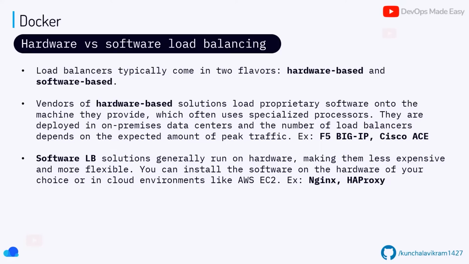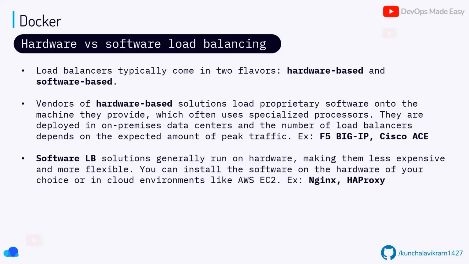Now coming to the load balancers, you have two types. You have hardware-based load balancer and software-based load balancer. Hardware-based load balancer will have specialized hardware, with specialized processors and running their own custom load balancer software. Like if you take the case of F5 or Cisco ACE, these are all hardware-based load balancers. They provide you the hardware as well as the custom software installed on those hardwares. So these are hardware load balancers.